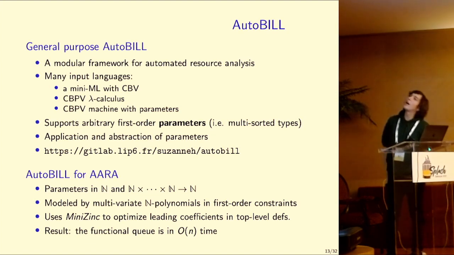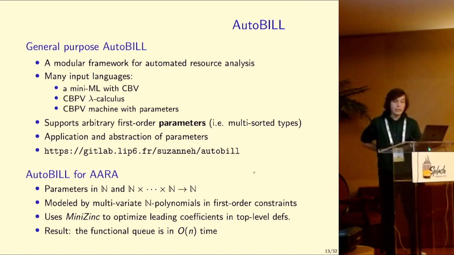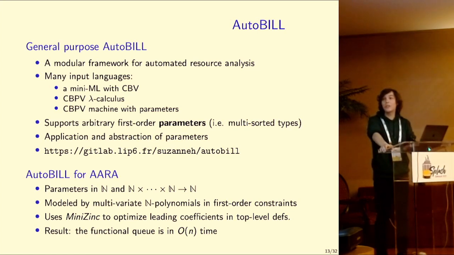When we try to imitate previous HARA work, what we get is parameters are integers and functions on integers that are modeled by multivariate polynomials with integer coefficients.